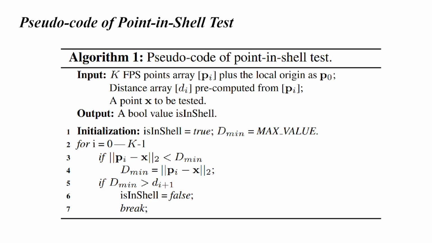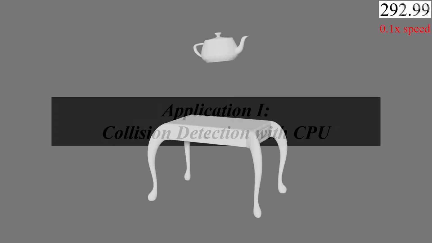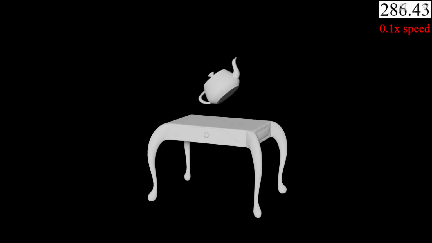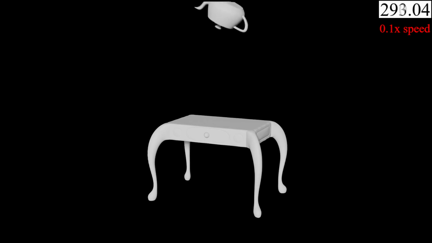For the implicit IFPS shell, we propose a fast algorithm to test whether a given point is inside the shell. Each iteration only involves one distance calculation and 2 if judgments. The first application of our IFPS shell is performing collision detection with CPU. The scenario consists of a static table and a teapot undergoing self-rotation. The teapot falls onto the table and bounces back.